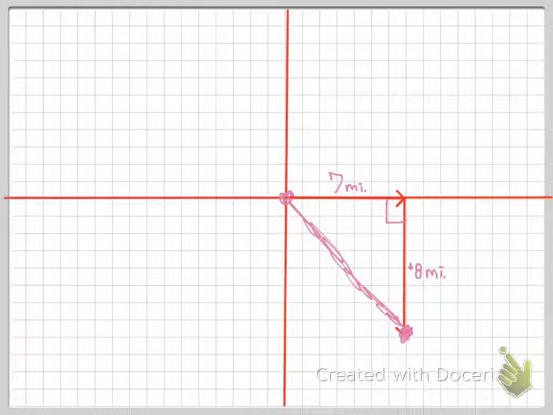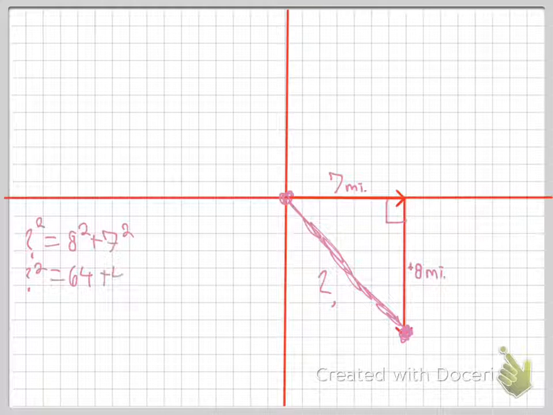Okay, so use the Pythagorean theorem. That's our question mark. We don't know what that is, our x. So we got question mark squared equals 8 squared plus 7 squared.